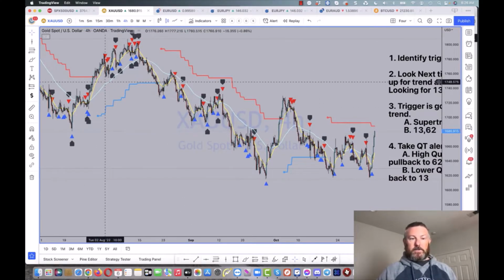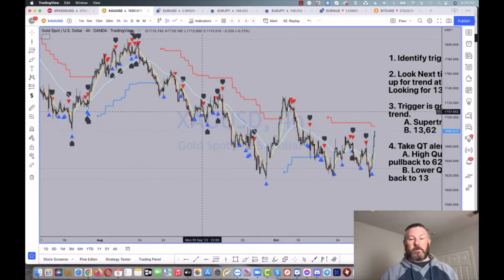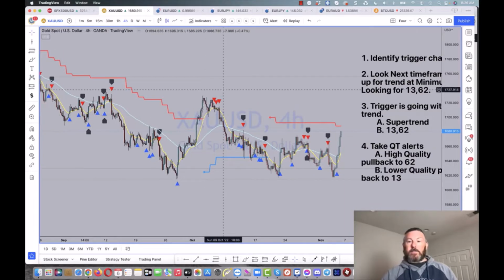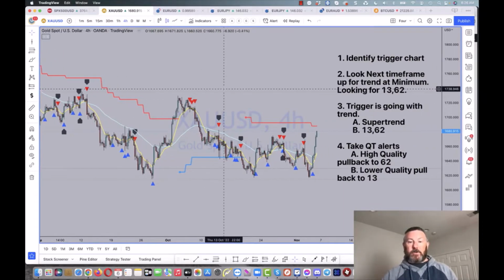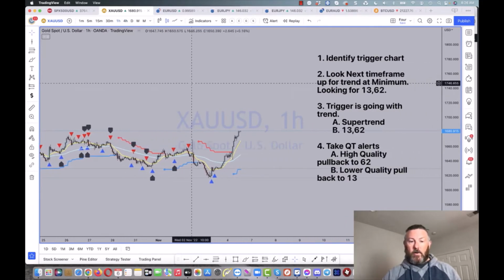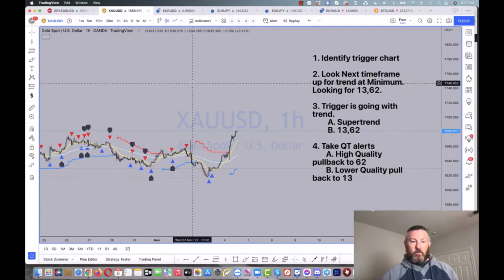Above the 62, we're looking for buys. Below the 62, we're looking for sells. All right. Now, the next thing you got to do, now that you know the direction, right, you drop down to your trigger chart, which is the 1 hour. All right. And you wait for a confirmation.